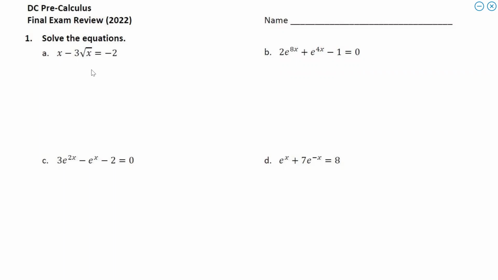So if I take U and square it, that would give me X. So when I write this in terms of U, that would become, sorry, not X squared, U squared minus 3U. I'm going to go ahead and add 2 to both sides equals 0. And then I'm going to factor this.